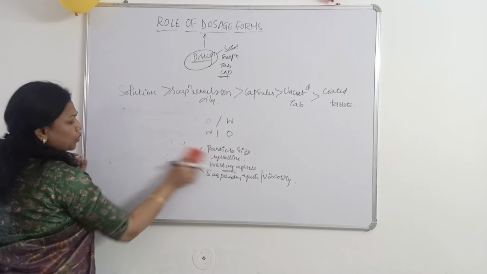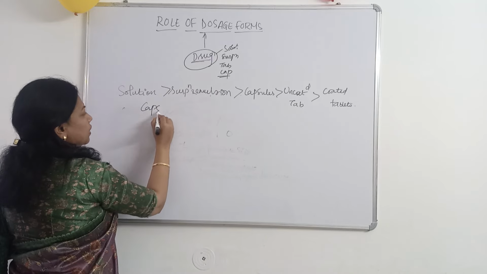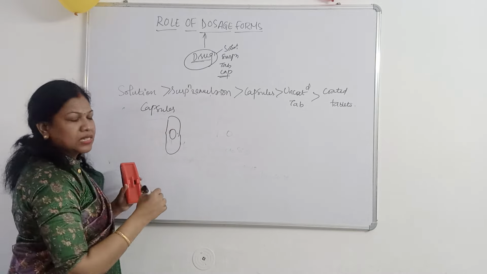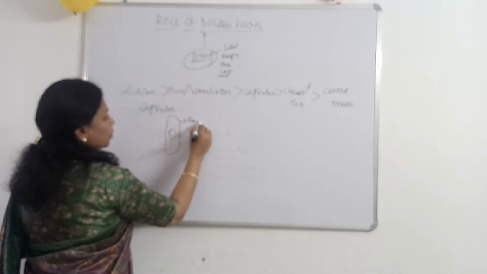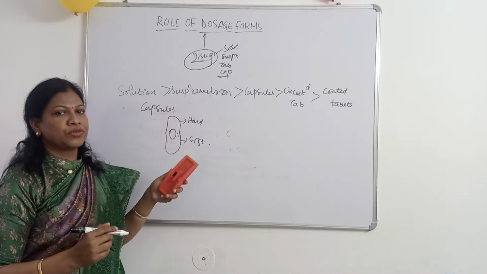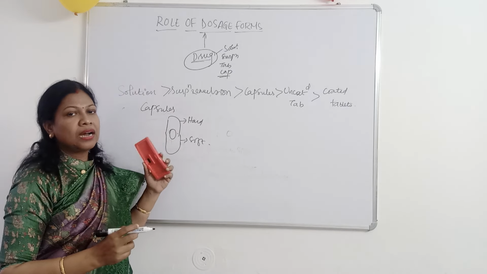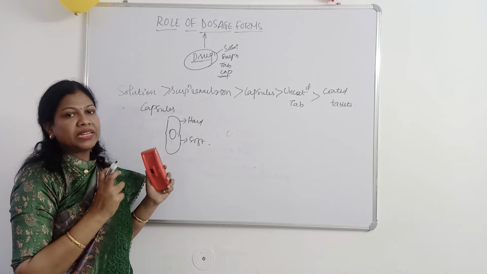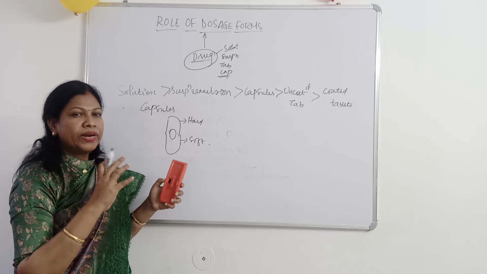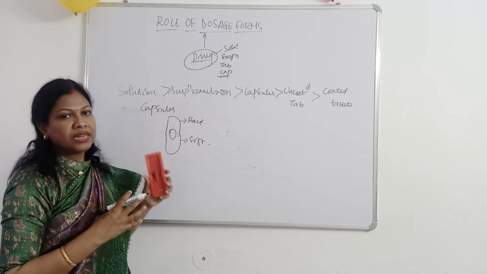Now the next dosage form to be discussed is capsules. Capsules are where the drug is encapsulated in a shell. This may be hard or soft. That is, capsules may be of hard gelatin capsule shell or soft gelatin capsule shell. Inside the hard gelatin shell, mostly solid materials are encapsulated, whereas in case of soft gelatin shell, liquid or semi-solid kind of material will be entrapped in the soft gelatin capsule shell.